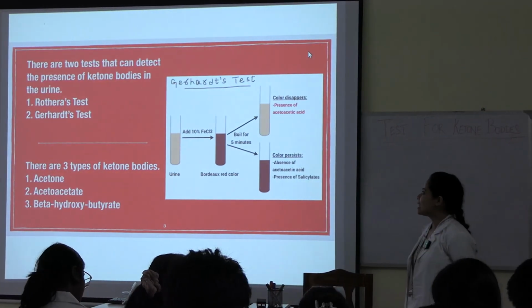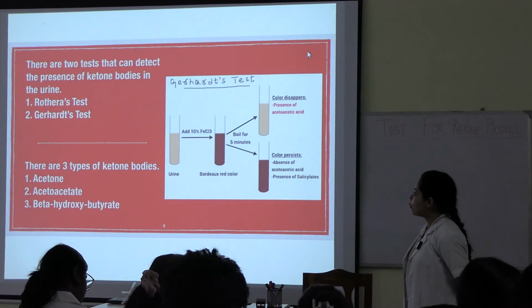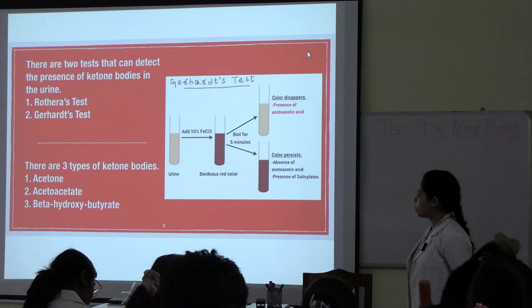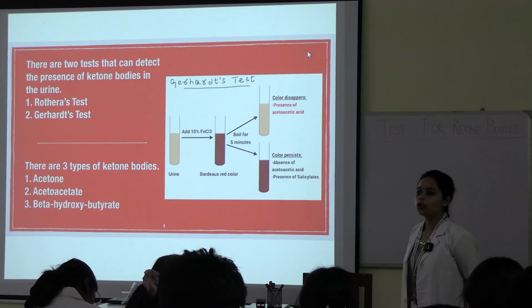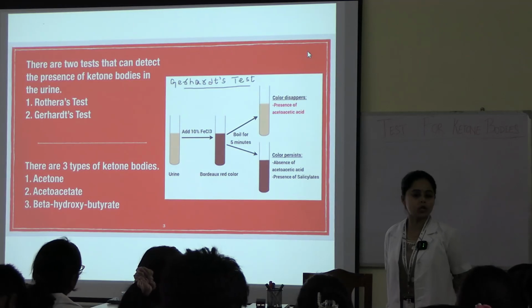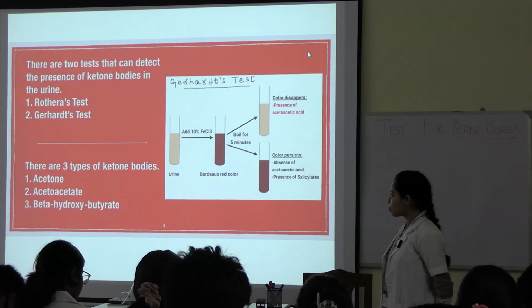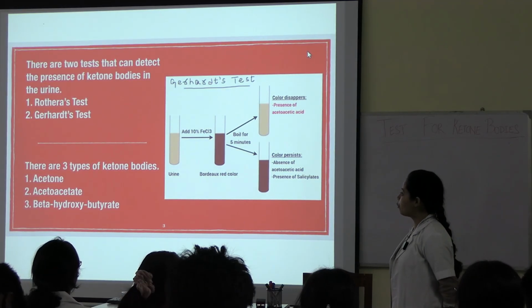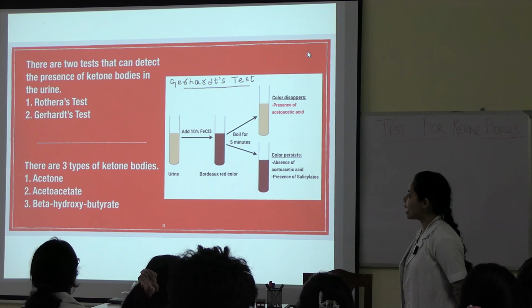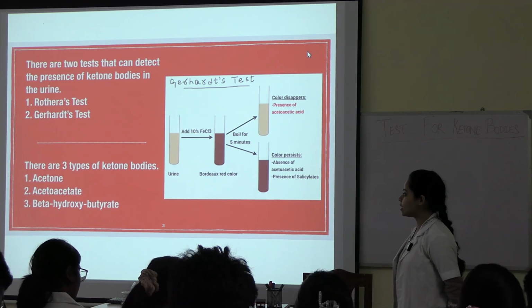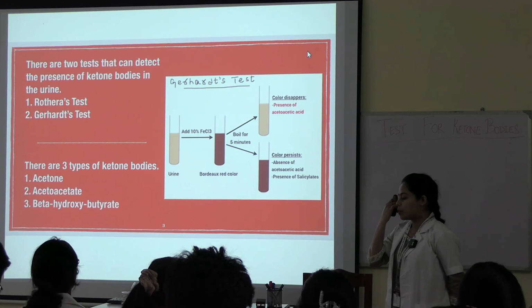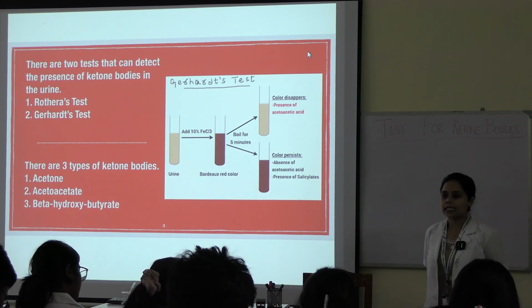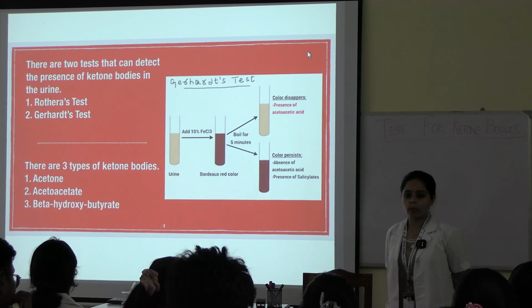There are two tests that can detect the presence of ketone bodies in urine. Number one is Rothera's test and number two is Gerhardt's test. You are going to perform Rothera's test in your lab today. There are three types of ketone bodies: acetone, acetoacetate and beta hydroxybutyrate. Just because you are not going to perform Gerhardt's doesn't mean you don't have to know about it.